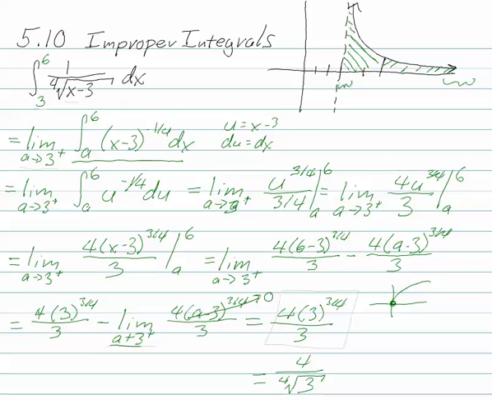So looking back, we took our possibly infinite piece caused by an asymptote, because this 3 can't plug in here. We replaced it with a limit. We keep the word limit all the way until we finally get rid of our a at the very end, and we get our final answer. I hope that helps.